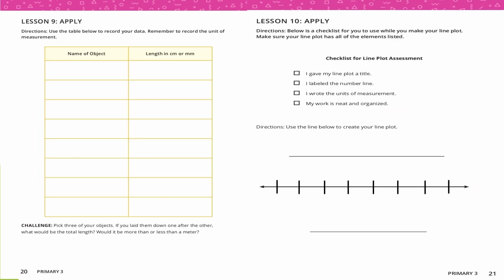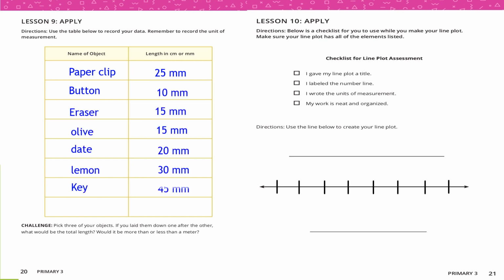Lesson 9. Let's apply. Use the table below to record your data. Remember to record the unit of measurement. Here we have some objects and we will find its length in centimeter or millimeter. If we have a paper clip, it's 25 millimeter. Button, 10 millimeter. Eraser, 15 millimeter. Olive, 15 millimeter. Date, 20 millimeter. Lemon, 30 millimeter. Key, 45 millimeter. And the last one, pin, 25 millimeter.